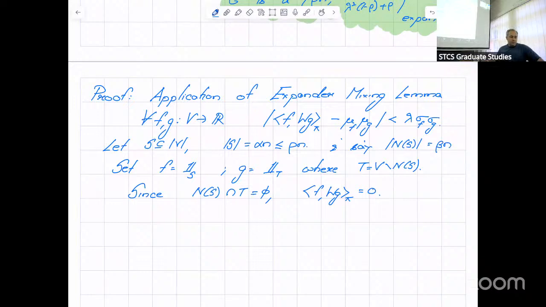That's the proof. So now, what is mu f? Mu f is alpha. It's the density of the function f. What is mu g? It's the density of T, 1 minus beta. What is sigma squared f? The standard deviation of the indicator random variable, whether you are in the set or not. What will that be?